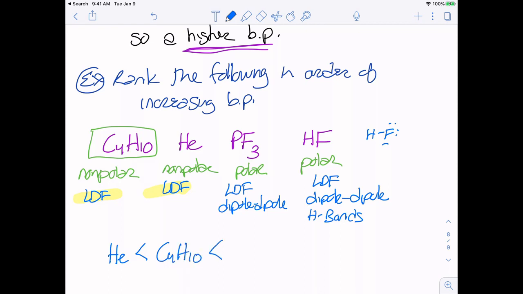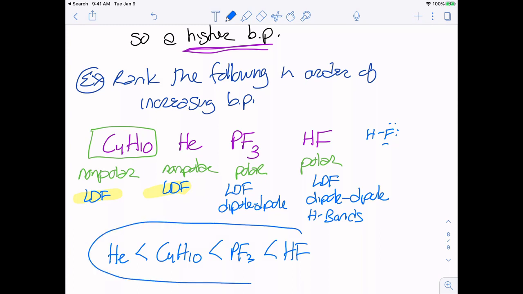It just has London dispersion forces. PF3 has London dispersion forces and dipole-dipole. And then HF has all 3 of them. So that is going to have the highest boiling point. So rank them in order of increasing boiling point. What we really mean is to rank them in order of increasing strength of intermolecular forces.